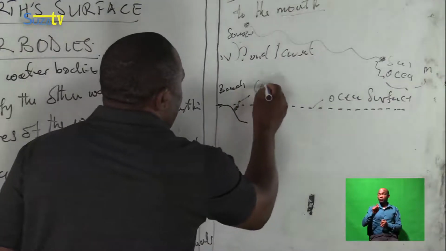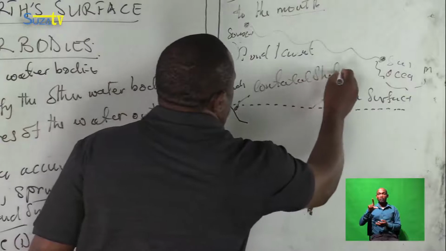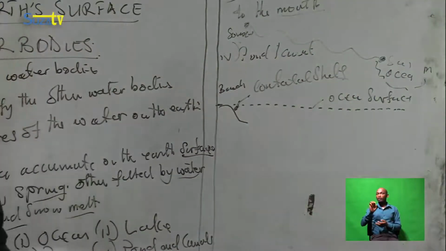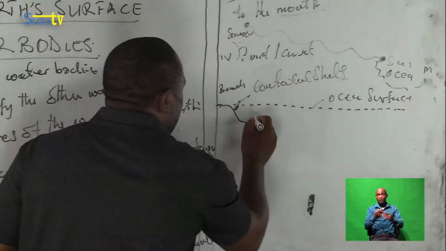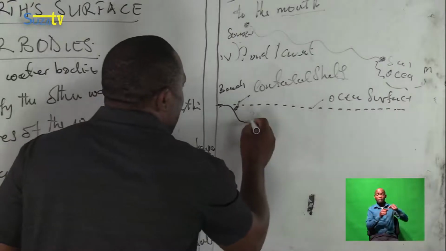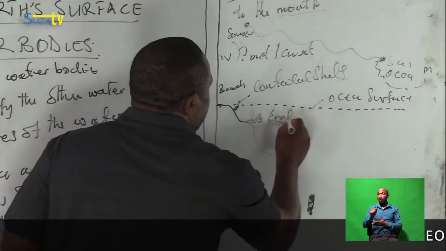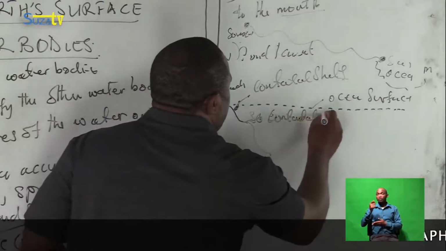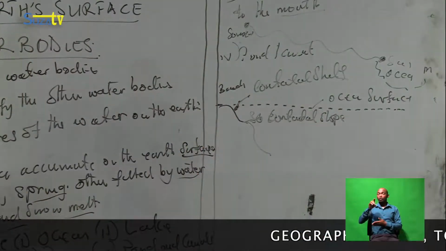Here we call it a continental shelf. So when we move down, maybe there is 100 meters here. This place is called a continental slope. It means that now we enter the ocean.